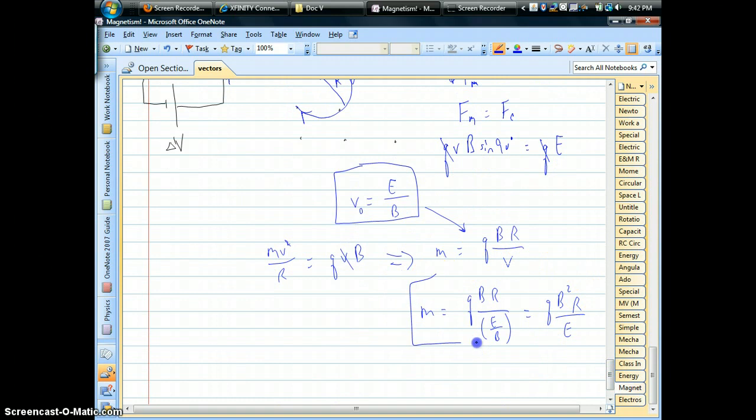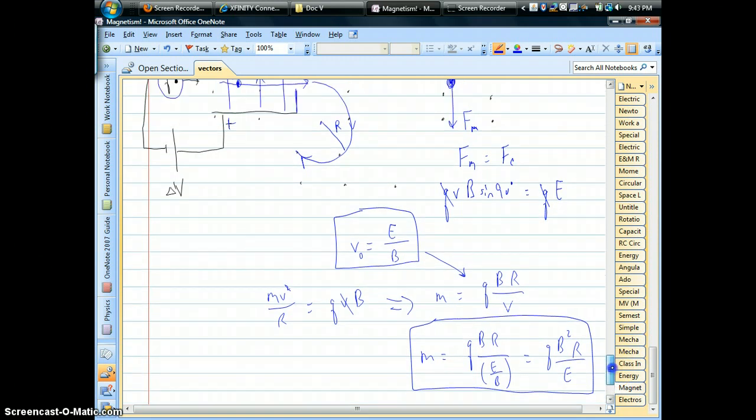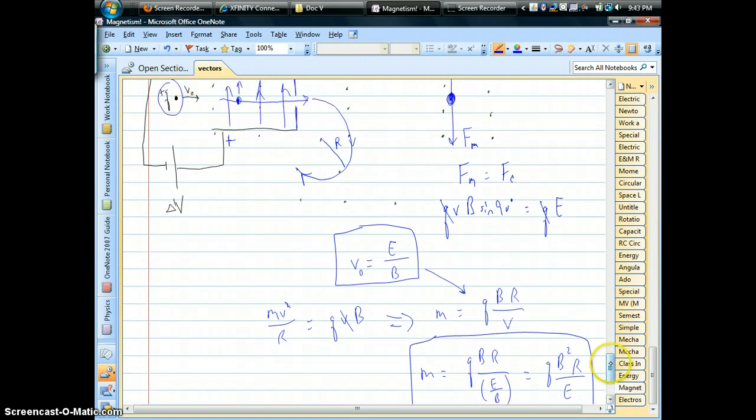Okay, so this is where it's at. This is coming from our QV cross B. It's combining it with some mechanics, centripetal force. And you can plug in your measurements, you can plug in these values, and you can determine the mass.